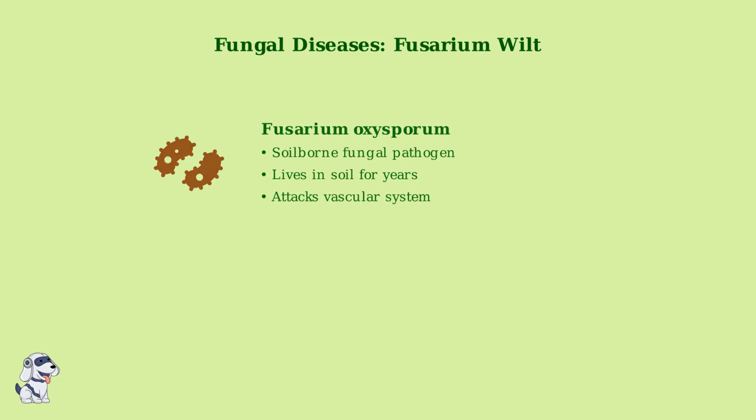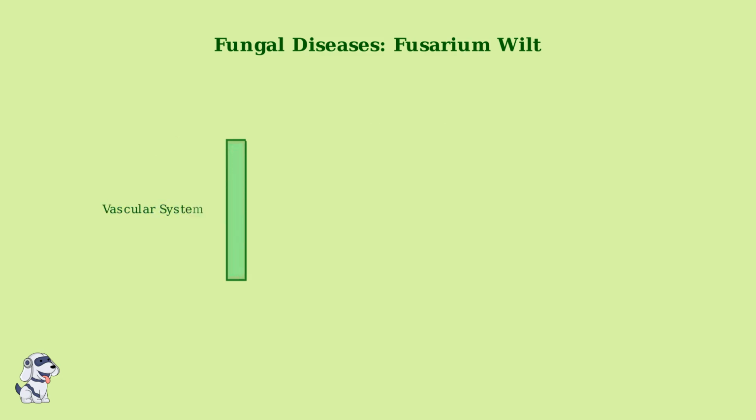Here's how Fusarium wilt works. The fungus enters through the roots and grows into the plant's vascular system, the network of tubes that carry water and nutrients from roots to leaves. As the fungus grows, it produces spores and fungal threads called hyphae that physically block these vascular tubes. This prevents water and nutrients from reaching the upper parts of the plant, causing the characteristic wilting symptoms.